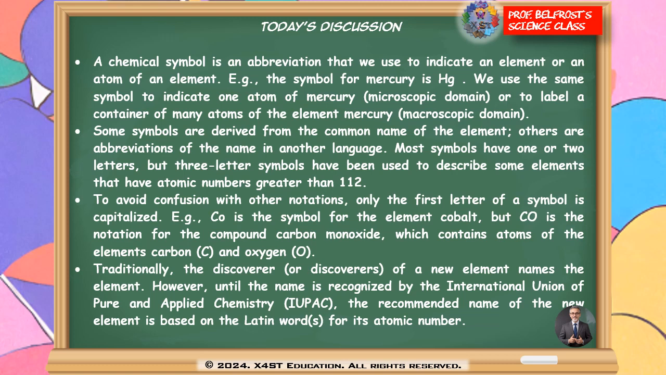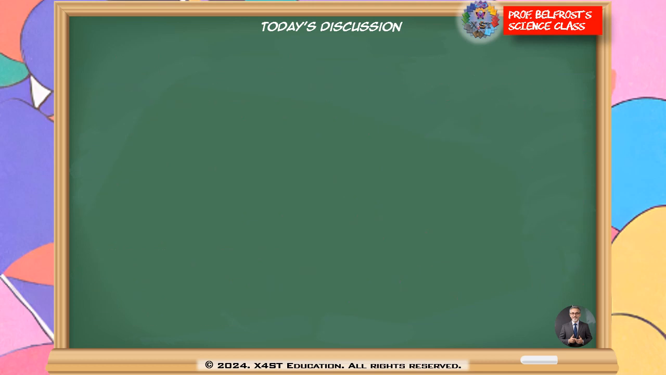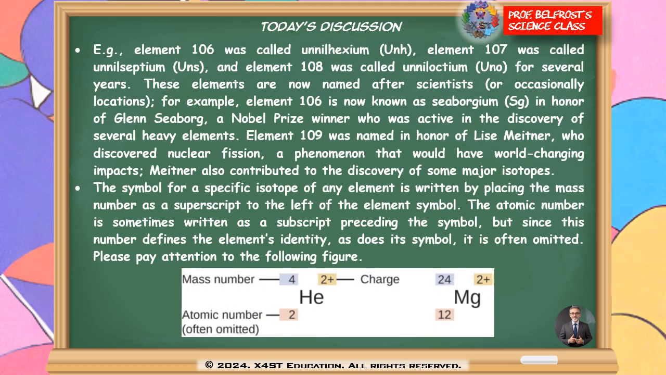So traditionally, the discoverer of a new element names the element, but until the name is recognized by the International Union of Pure and Applied Chemistry (IUPAC), the recommended name of the new element is based on the Latin words for its atomic number. For example, element 106 was once called unnilhexium (Unh). Element 107 was once called unnilseptium (Uns), and element 108 was called unniloctium (Uno) for several years.